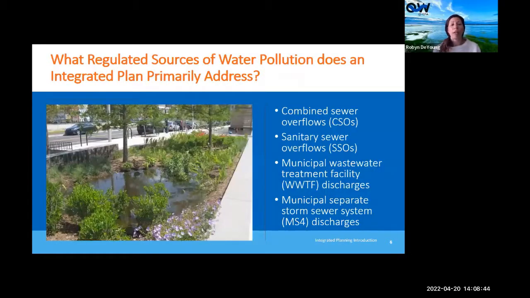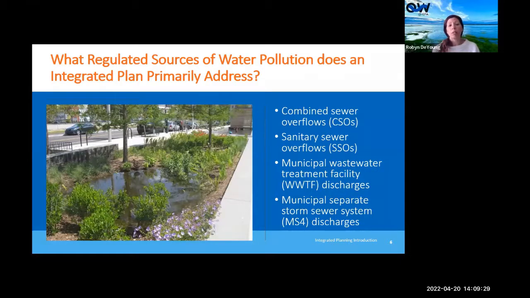Now, there are many different regulated sources that the integrated plan can primarily address: combined sewer discharges from combined sewer systems that could turn into combined sewer overflows; in your sanitary sewer, there could be sanitary sewer overflows; maybe you have a wastewater treatment facility, or you are managing MS4, municipal separate storm sewer system, discharges. A lot of times the integrated plan will address a combination of these. Sometimes an integrated plan can just focus on the MS4 aspect and look long-term, and that is called our long-term stormwater planning.